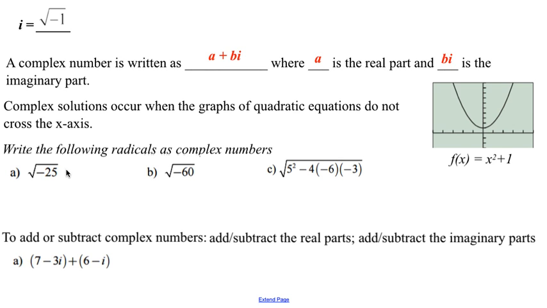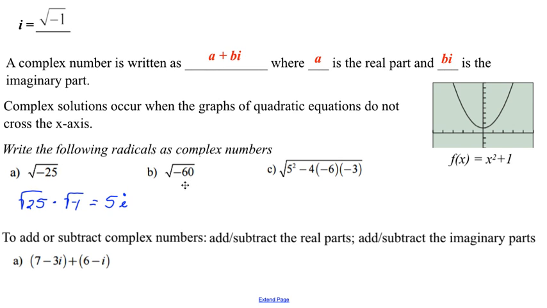So first off, it says write the following radicals as complex numbers. So what we want to do is simplify this so it has a real and an imaginary part. And so the square root of -25 could be written as the square root of 25 times the square root of -1. We can break those up. Well, you recognize the square root of 25 is 5 and the square root of -1 is i. So this is just written as 5i. You don't need to put the 0 + 5i. The 0 is there, but we don't have to write that when it's a 0.